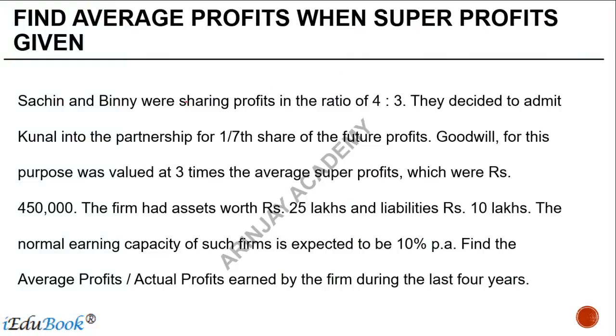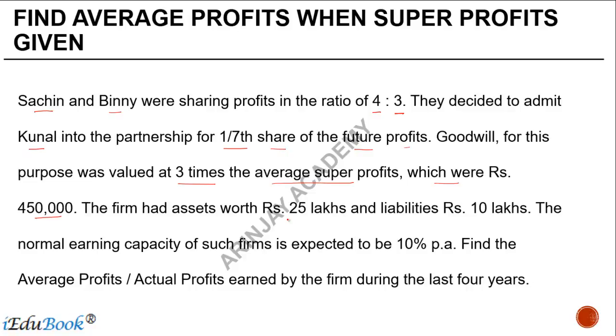Let's look at the question. Sachin and Binny were sharing profits in the ratio of 4:3. They decided to admit Kunal into partnership for 1/7 share of the future profits. Goodwill for this purpose was valued at 3 times the average super profits, which were 4,50,000. So 3 times the average super profit is 4,50,000. Or in other words, 4,50,000 was 3 times the average super profit, or super profits were 450 divided by 3.